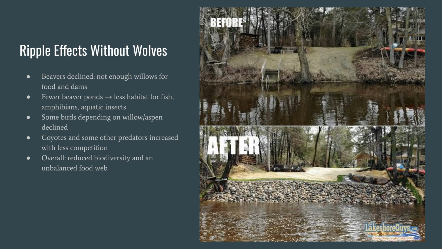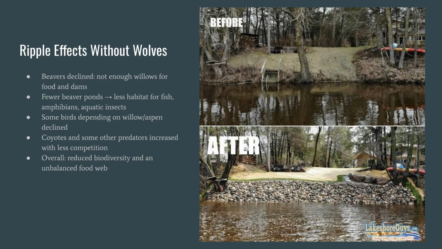Beavers depend on willows for both food and for building their dams. When elk overgrazed the willows, there weren't enough young willow shoots for beavers. As a result, many beaver colonies declined or disappeared from certain streams. With fewer beaver dams, there were fewer ponds and wetlands. That meant less habitat for fish, amphibians like frogs, and many aquatic insects.